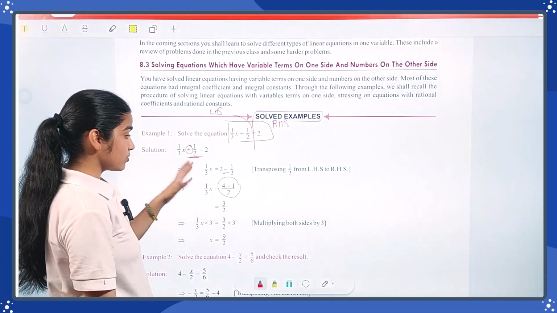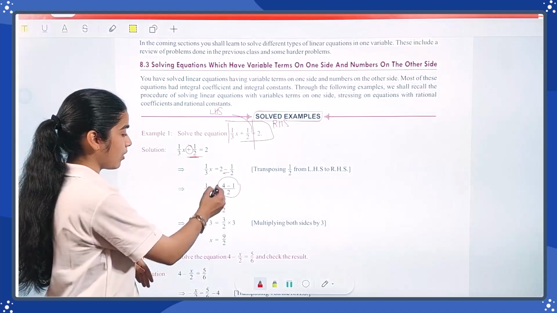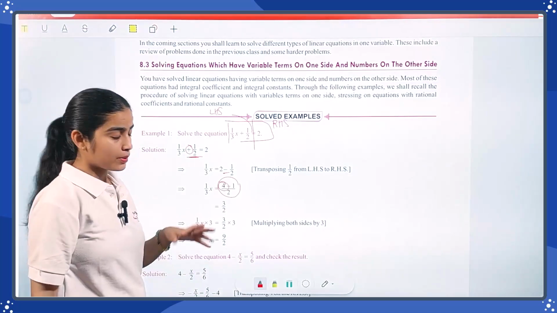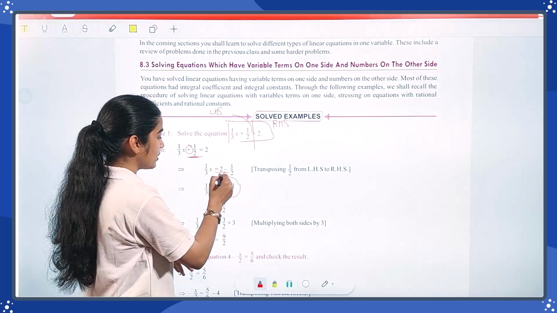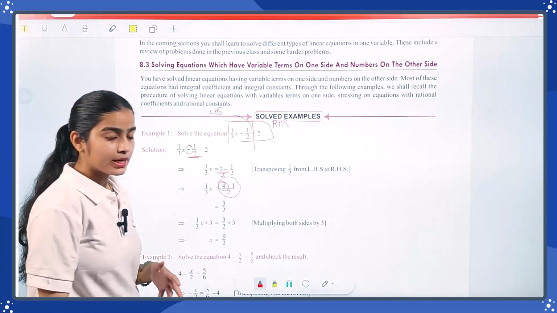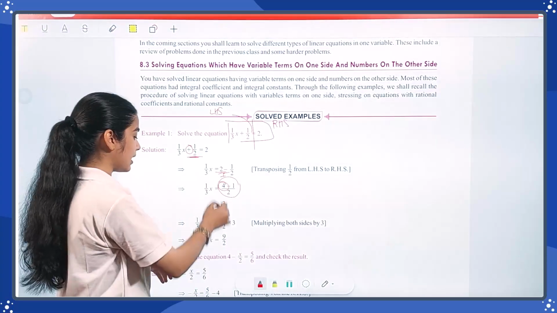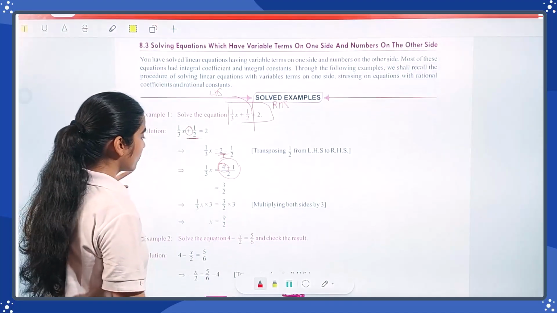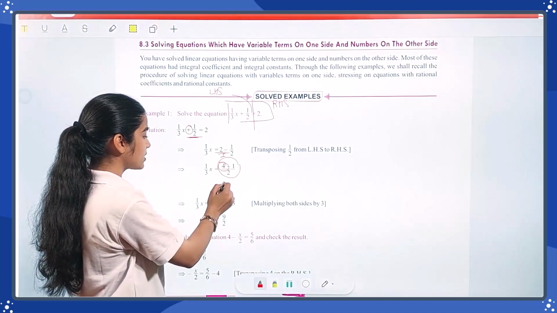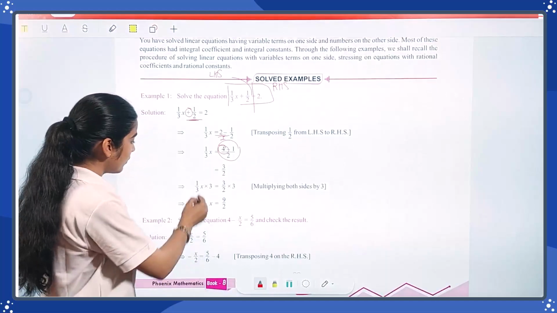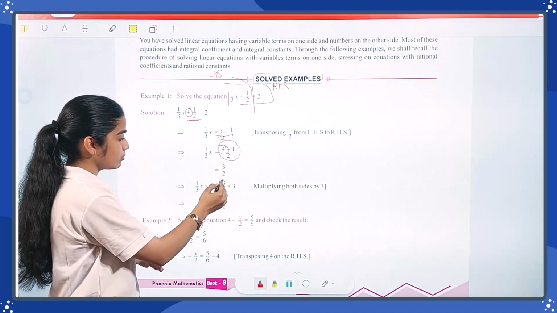I hope, students, you know how the 4 comes about, because when we have only 2, it means we have 2 by 1, and when we take the LCM of 1 and 2, the answer is converted as 4. Now 4 minus 1 upon 2 is 3 by 2. Now we have 1 by 3 x is equal to 3 by 2.